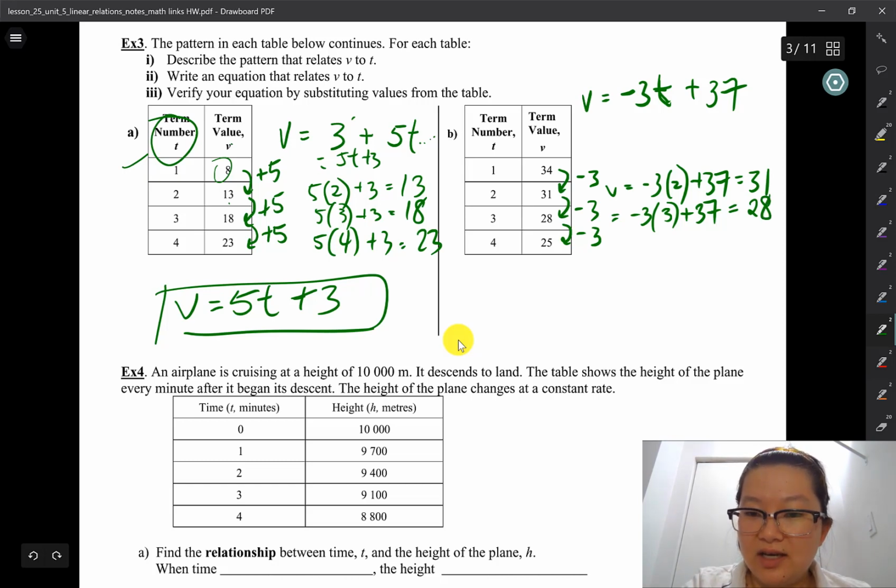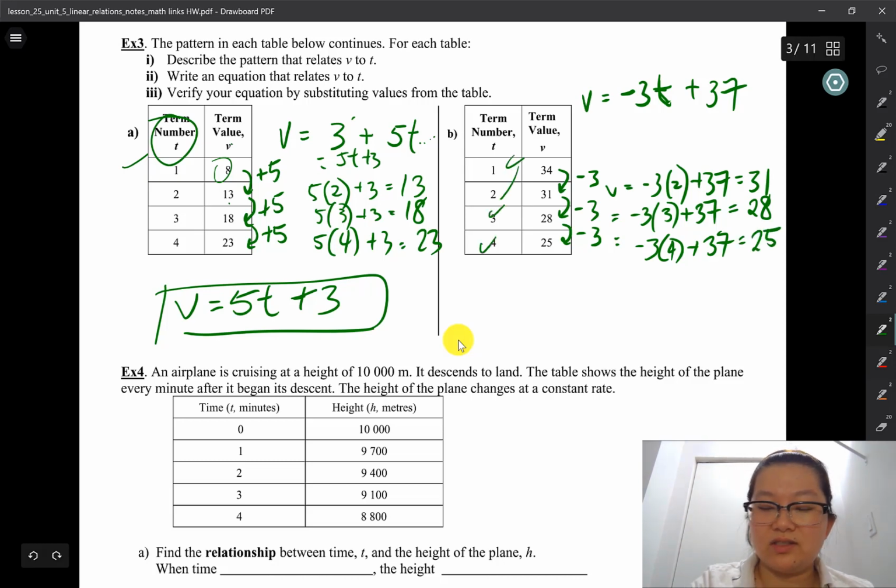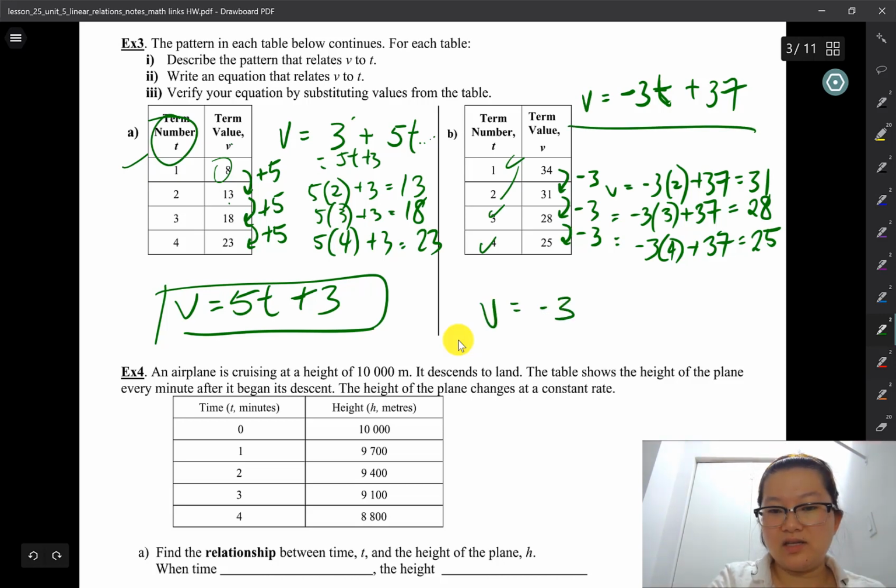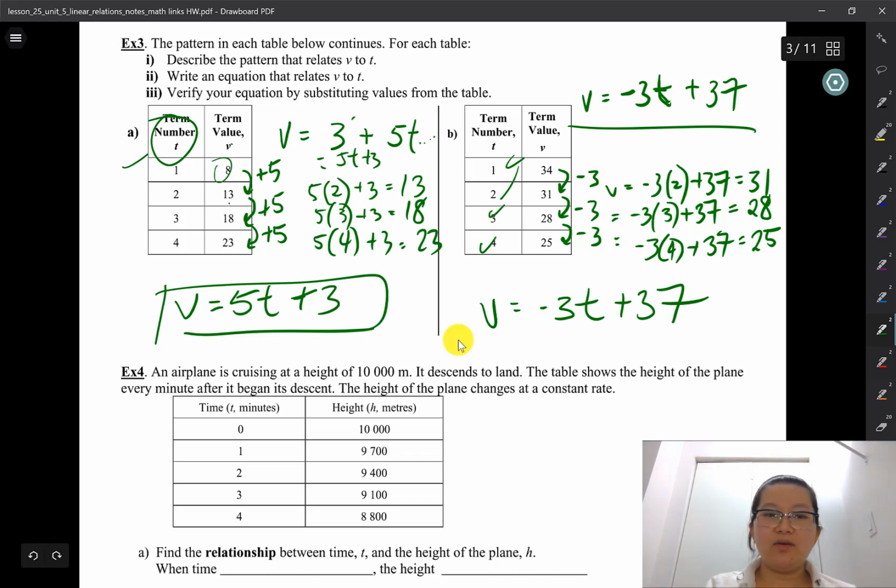It equals 28. And then negative 3 times 4 plus 37, that's going to be negative 12 plus 37, that's going to equal 25. Hey, it's checking out. So this is our equation here at the top. V is equal to negative 3t plus 37. Okay, so I would say that if in doubt, verify your equation, because sometimes it does take a little trial and error to get it right.